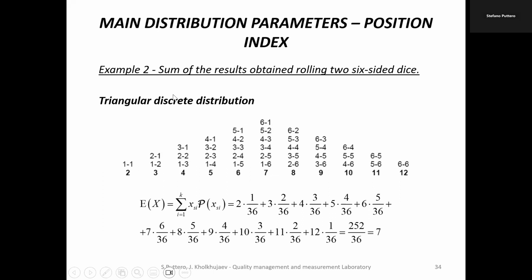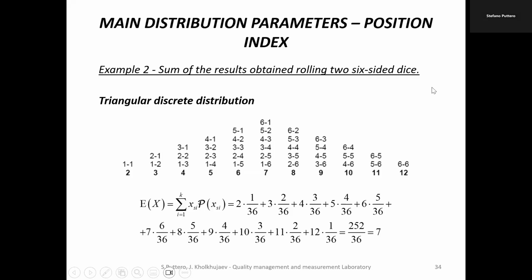Here is another example that we have already used in the other lesson: the sum of the results obtained rolling two six-sided dice.